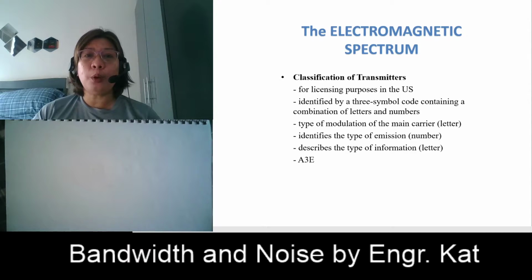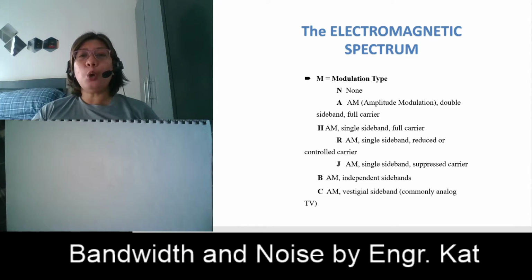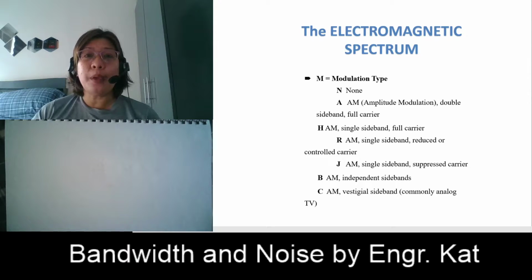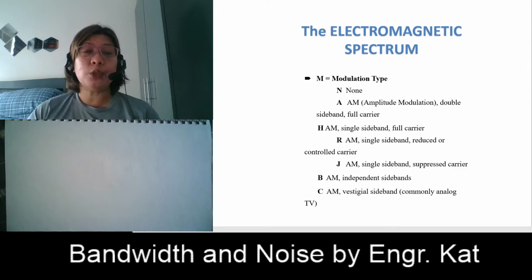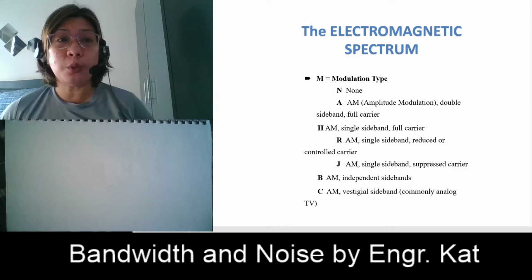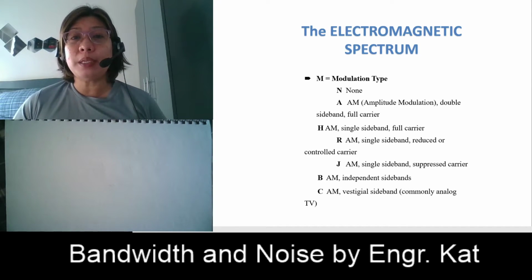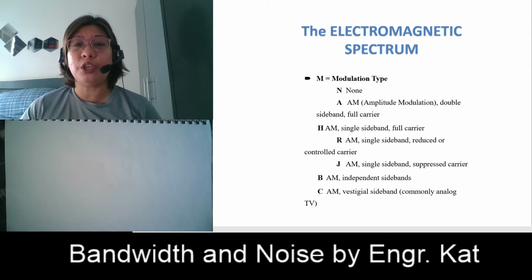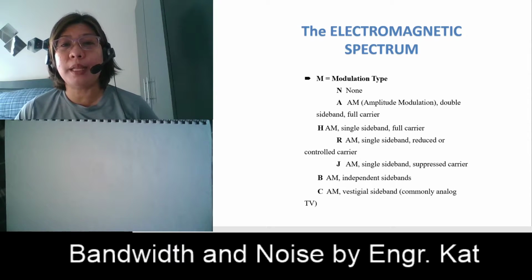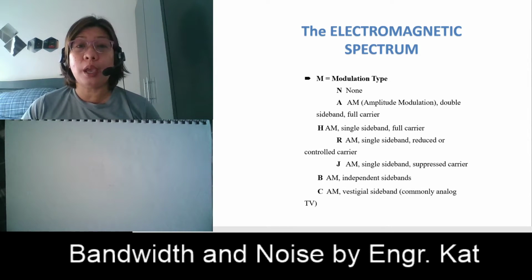Okay, so for example, we have A3E. Okay, what does A3E stand for? Okay, so the first letter stands for modulation type. So we have A for AM, H for single sideband. So there are different types of AM that we're going to discuss in the future. So we have here AM single sideband full carrier. So you have AM single sideband reduced or controlled carrier.